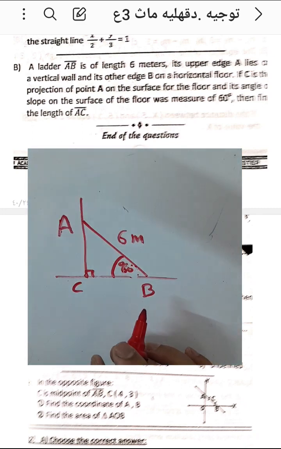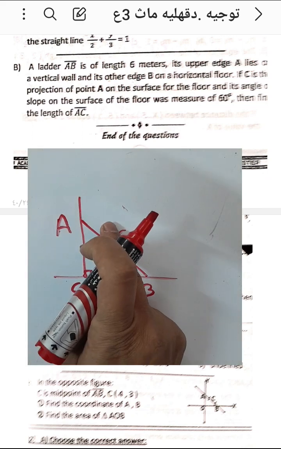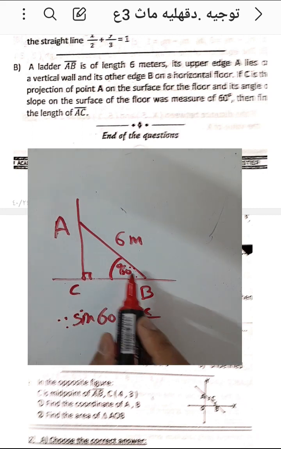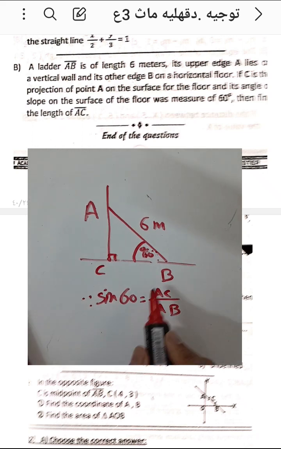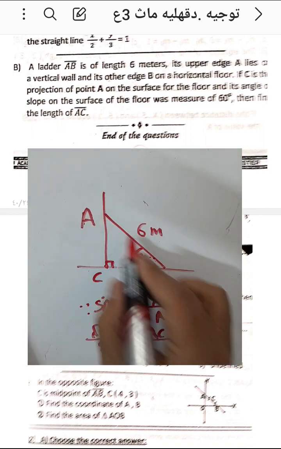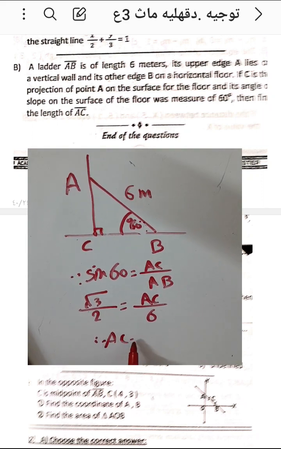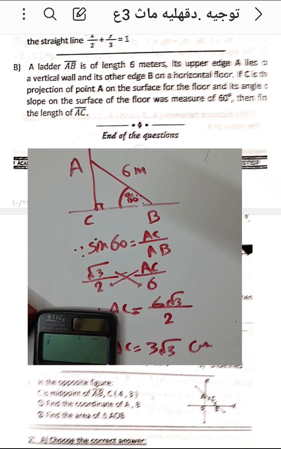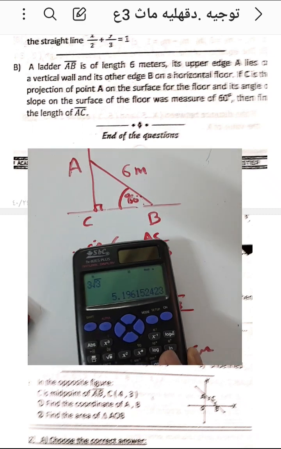Okay, we can find the length of AC how? By using the rule here. Opposite over hypotenuse is sine. Such that sine 60 equals AC over AB. Sine 60 is root 3 over 2, equal to AC over AB, where I don't know AC, but AB is 6 meters. Then we can find the length of AC by using the product of extremes equals the product of means: 6 multiplied by root 3 over 2. Then AC will be 3 multiplied by root 3. Using a calculator to find the result in the simplest form, 3 root 3 will be 5.1.